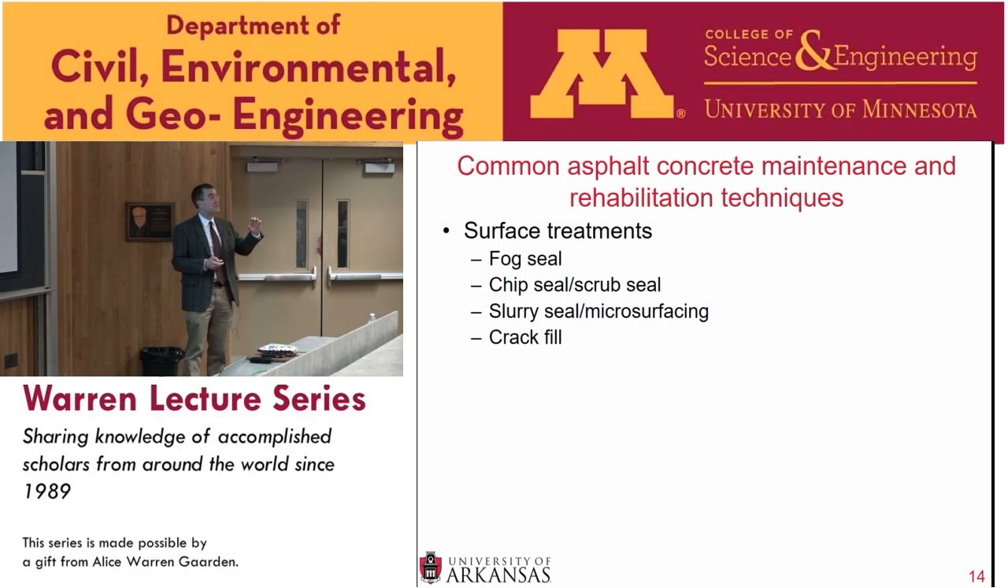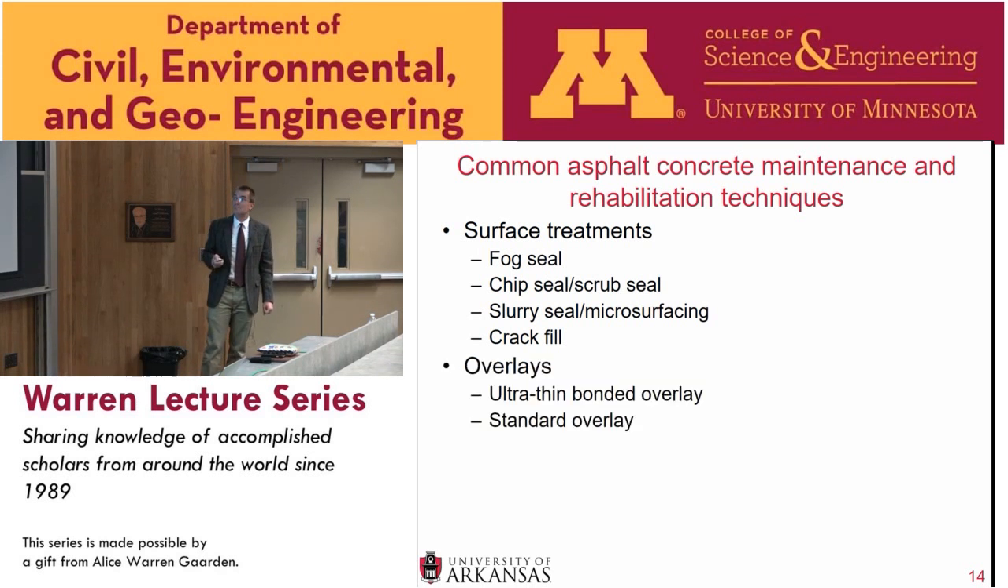We'll start with just surface treatments. So we mentioned that 3 of the 5 purposes of a pavement have to do with just the very, very top part of a pavement structure, where that tire is touching the pavement, for the smoothness, for the surface friction, and for the drainage. And if you put different surface treatments on there, you could put a fog seal, a chip seal or a scrub seal, slurry seals or microsurfacing. You could perform crack fills. You can also put overlays on top. So this is actually putting some additional asphalt concrete on top of your existing pavement layer. And this comes in the form of either an ultra-thin bonded overlay or a standard overlay.